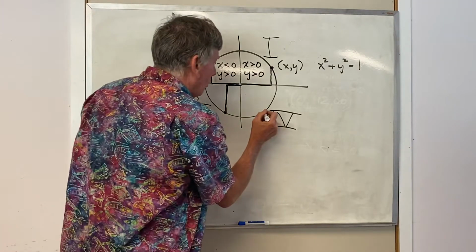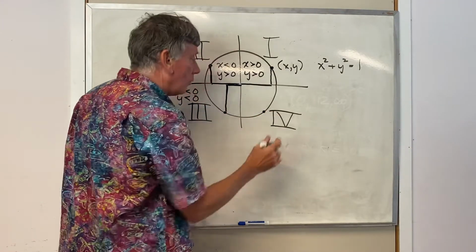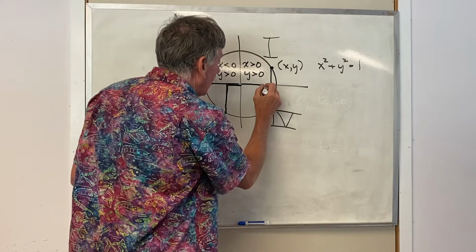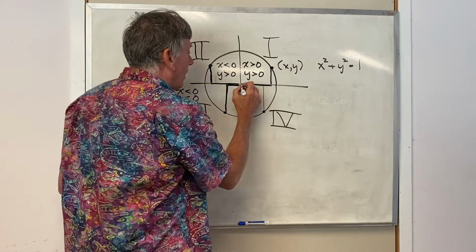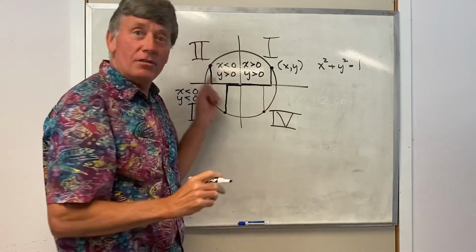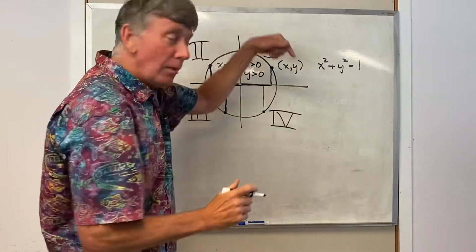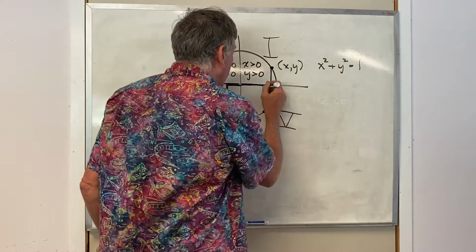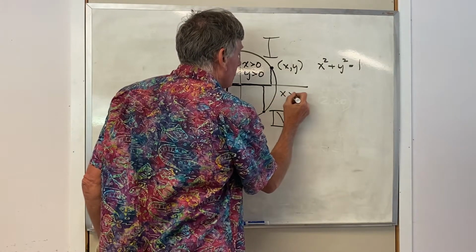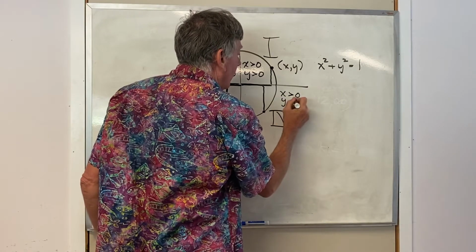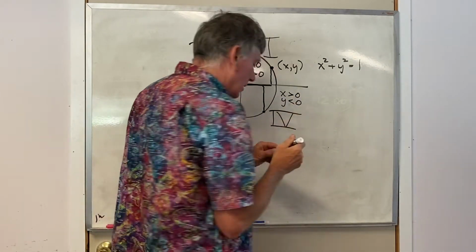Here, my point on the unit circle in quadrant 4 has this y value here. In this case, my x is positive, goes to the right, but my y value goes down. And so in this quadrant, I say x is bigger than 0 and y is less than 0.